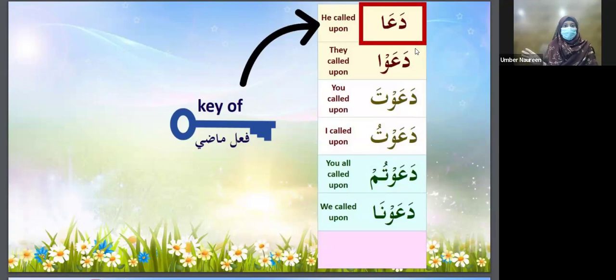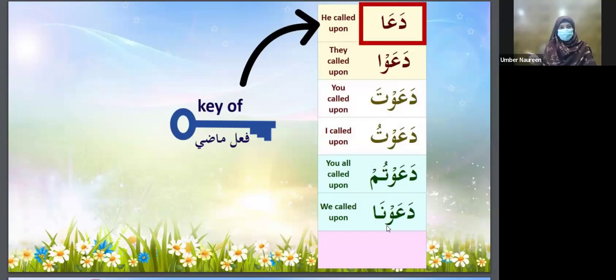Da'aw, they called upon. Da'awta, you called upon. Da'awtu, I called upon. Da'awtum, you all called upon. Da'awna, we called upon. So it's your turn now. Revise this table for us. Come forward. Yes, Sister Amina, unmute yourself and revise this table for us.